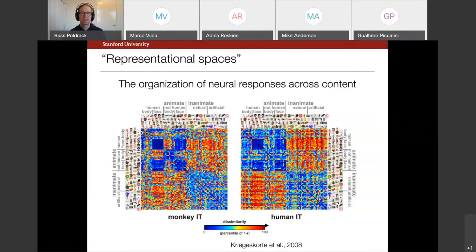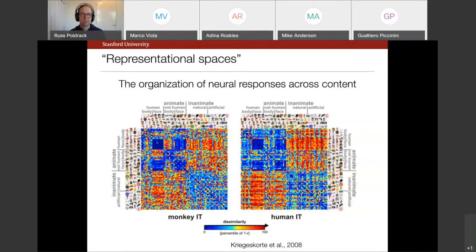So you record activity either from a bunch of individual neurons in the monkey inferior temporal cortex or from a bunch of voxels using fMRI in the human inferior temporal cortex, and basically ask how dissimilar the patterns of activity across those neurons are for each of these different categories of objects, for each of these different individual objects. And what they see is that indeed the same class of objects shows much more similar patterns of activity. In this case, you see this blue area. Blue here means not very dissimilar, so highly similar.